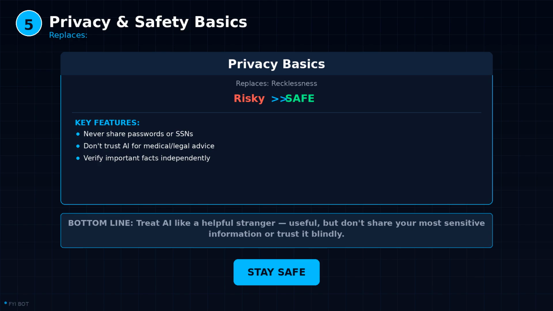AI is not a replacement for professional advice. It can explain general concepts, but it cannot diagnose your medical condition, give you legal counsel, or manage your investments. Use it as a starting point for understanding, then consult a real professional for anything consequential. Rule 4. Your conversations are not private in the way you might expect. On the free tiers of ChatGPT, Claude, and Gemini, your conversations may be used to train future versions of the AI. If you need true privacy, look for the setting that lets you opt out of data training, or consider a paid plan that offers that protection.